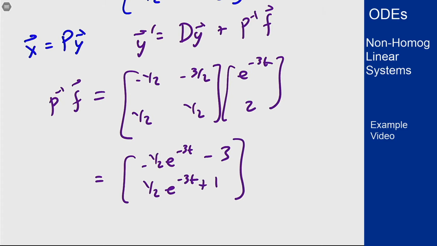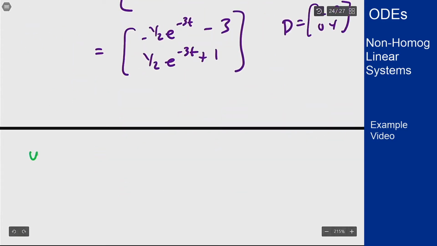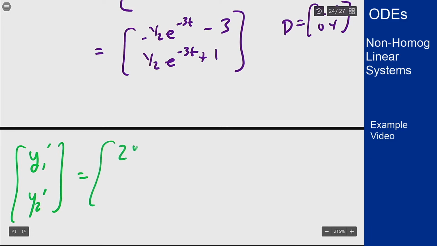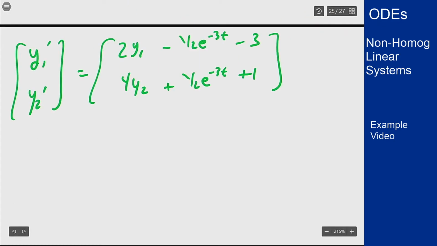Which means, since our matrix D was [[2, 0], [0, 4]], this system here is decoupled and can be rewritten as y1 prime, y2 prime equals 2y1, 4y2 plus (-1/2 e to the minus 3t minus 3, 1/2 e to the minus 3t plus 1). I can now solve these two equations separately. The first gives me that y1 prime minus 2y1 is negative 1/2 e to the minus 3t minus 3.